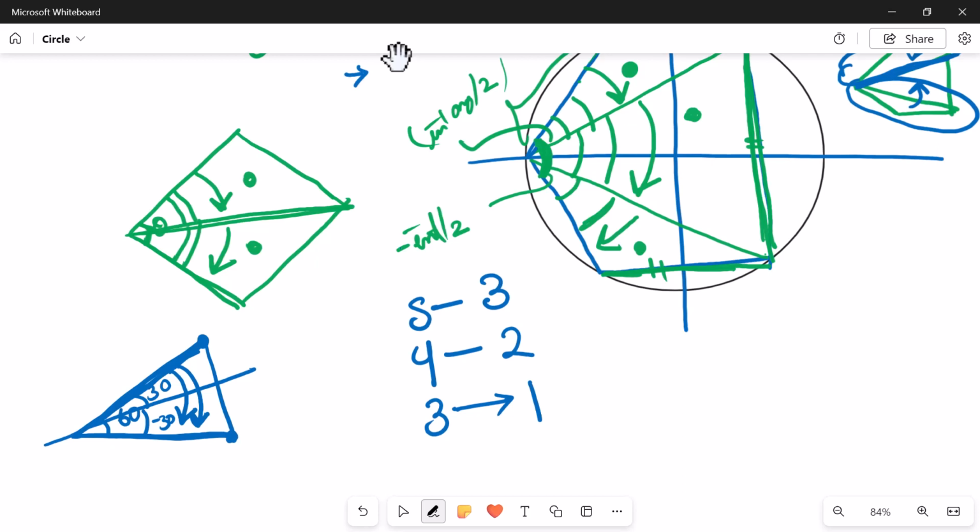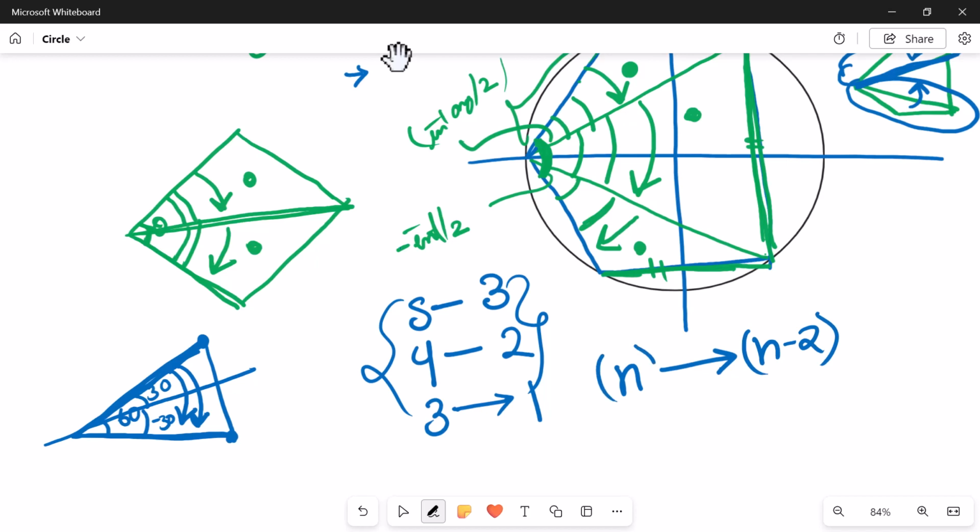So I tried this out. I tried this pattern, and I found that this pattern came out to be true. That is, for every n-sided polygon, you have to make n minus 2 divisions of your internal angle. For every n-sided polygon, you have to make n minus 2 divisions of your internal angle.